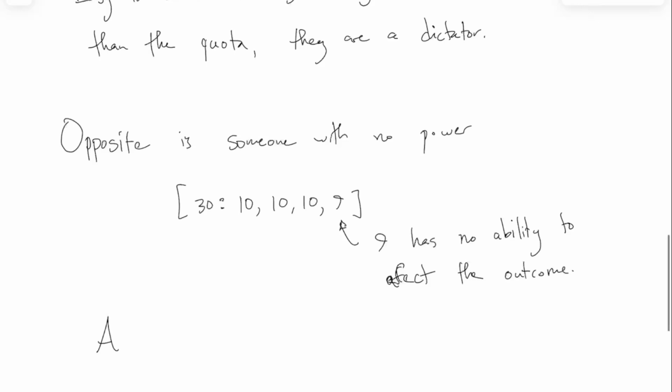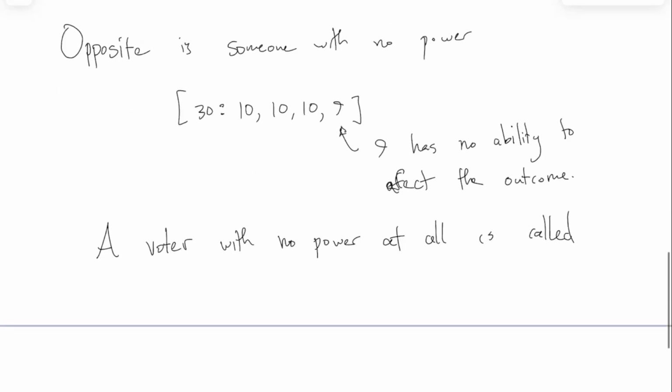So a voter with no power at all, like this 9 in this example. There's a name for that too, although it is not a word that we've used. I'm not making this up. A voter with no power at all is called a dummy. That's what they call them, a dummy. All right, so we've got dictators and dummies.